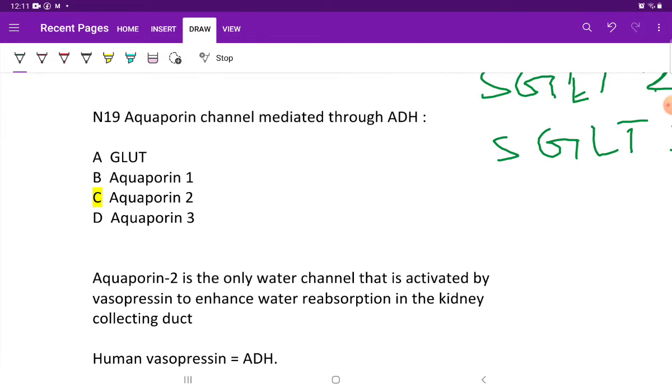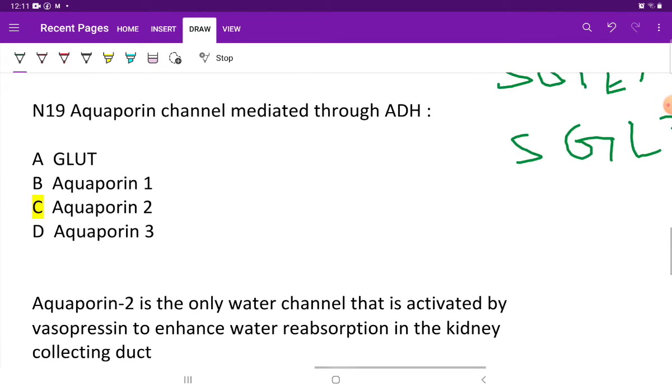Now, aquaporin channel mediated through ADH. It's a particular question, somewhat out of the syllabus, not that much out of the syllabus. So let's find the answer.